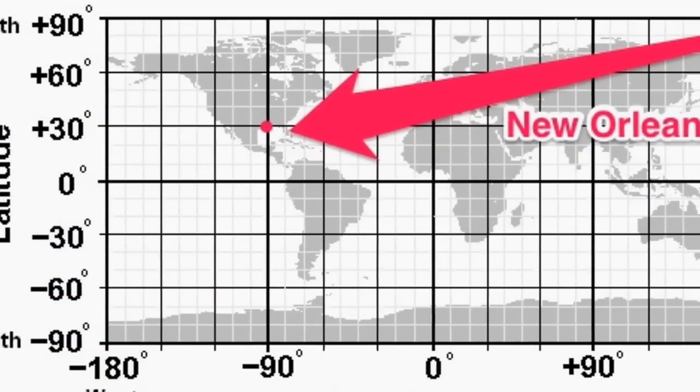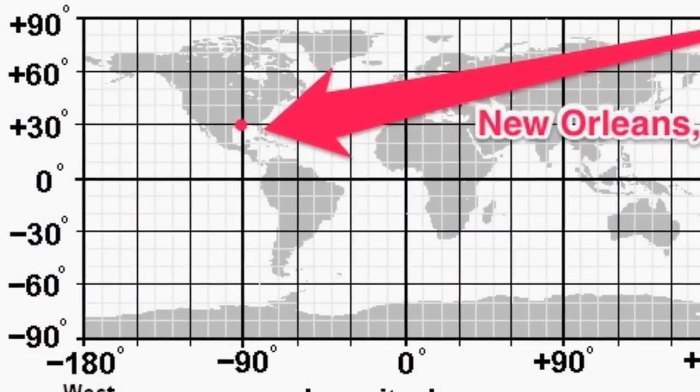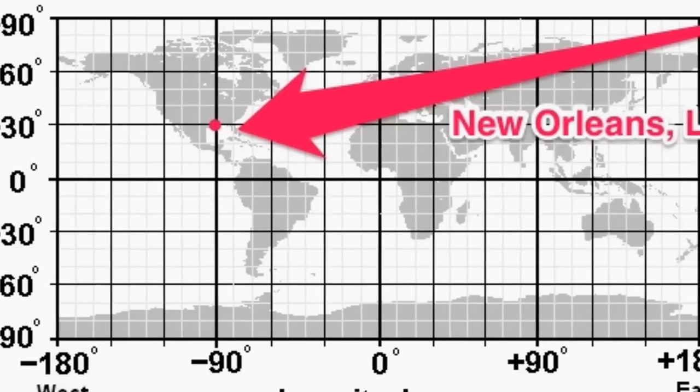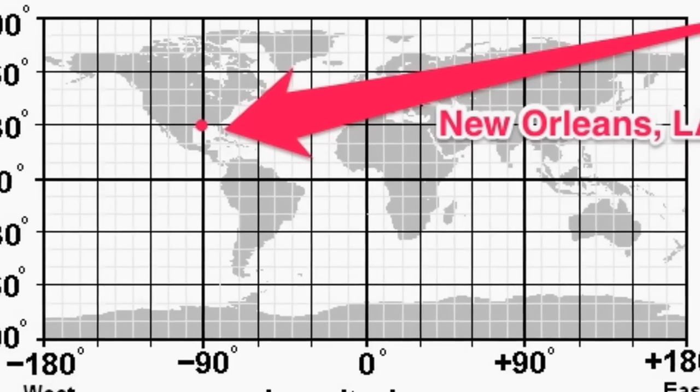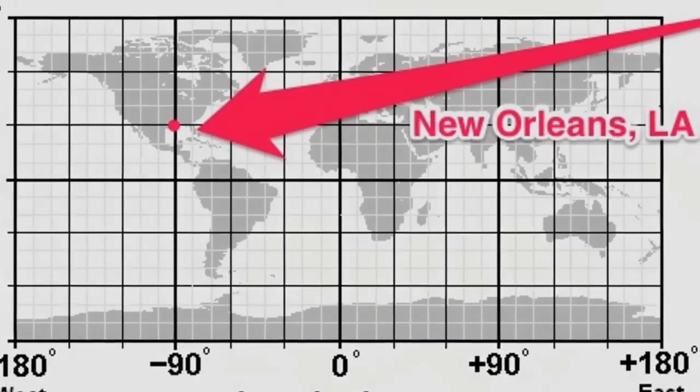The location of any point on Earth's surface can be expressed in terms of the latitude and longitude lines that intersect at that point. For example, you can see that New Orleans is located where the line for 30 degrees north latitude crosses the line for 90 degrees west longitude.